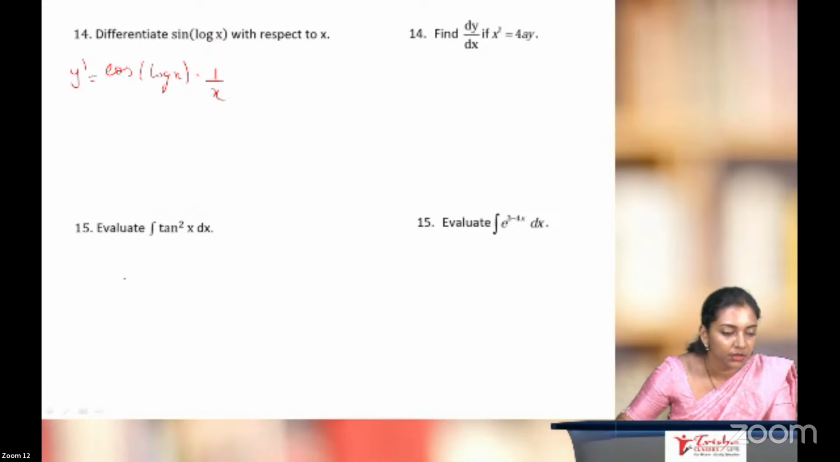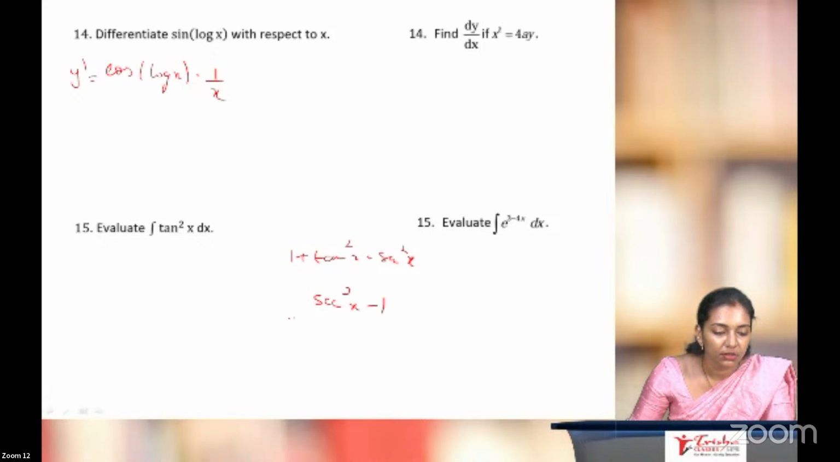Next. Evaluate integral tan square x. You know 1 plus tan square x is secant square x. Remember? The identity. So what is tan square x? Secant square x minus 1. So substitute: instead of tan square x, write it as secant square x minus 1.